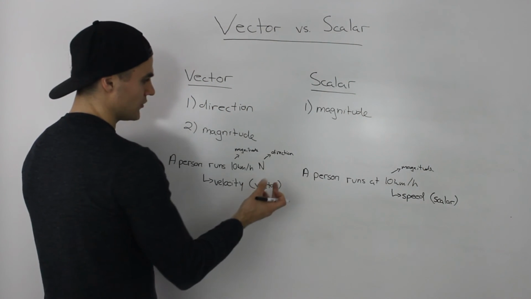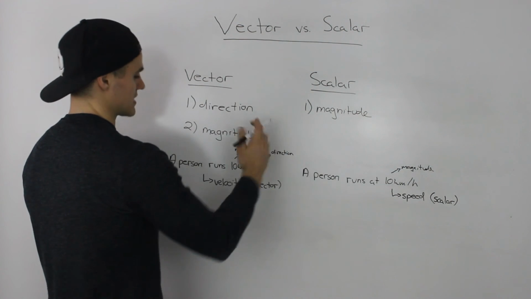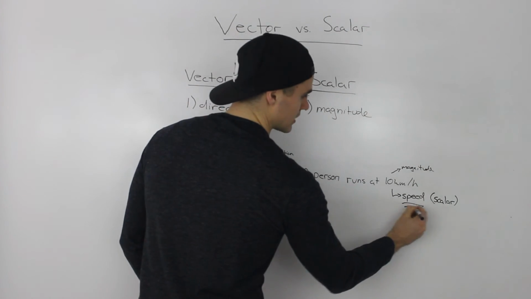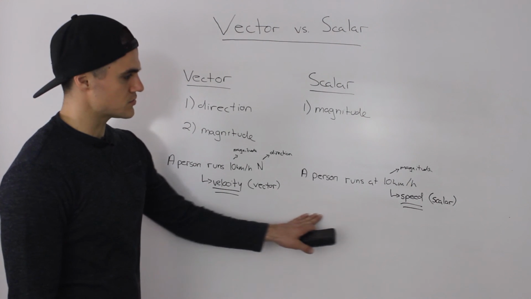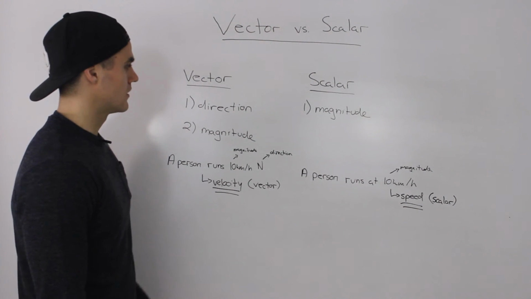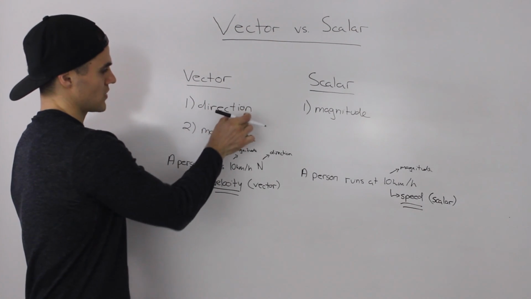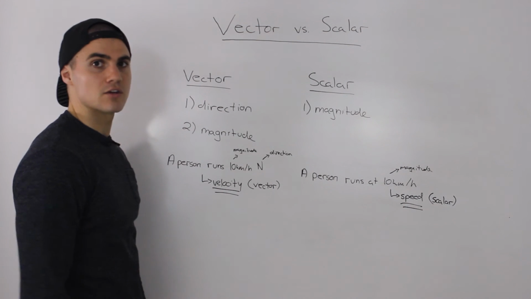Okay, so it's a small difference, but the difference tells you whether something is a scalar or a vector. The velocity is a vector, the speed is a scalar because it has no direction. So yeah, this was a simple example, but the main thing to remember, a vector contains both a direction and a magnitude. A scalar only contains a magnitude. It has no direction.